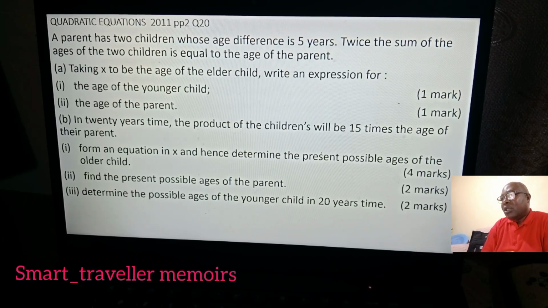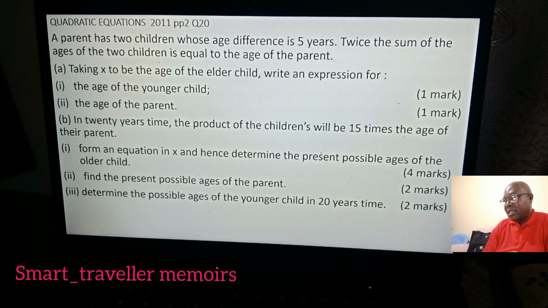B. In 20 years' time, the product of the children's ages will be 15 times the age of their parent. (i) Form an equation in x and hence determine the present possible ages of the older child. (ii) Find the present possible ages of the parent. (iii) Determine the possible ages of the younger child in 20 years' time.